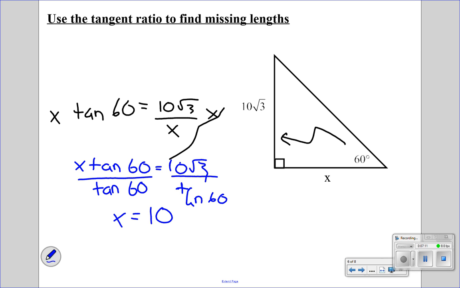And you can just plug that in on your calculator. You'll also notice that this is a special right triangle that we've seen before. It's a 30, 60, 90. So that's another way that you could have solved the same triangle.